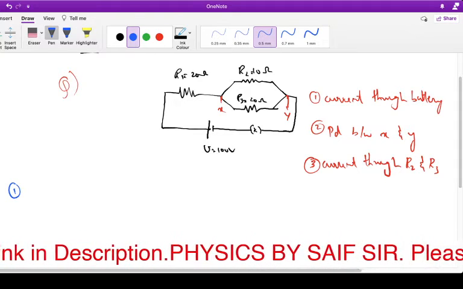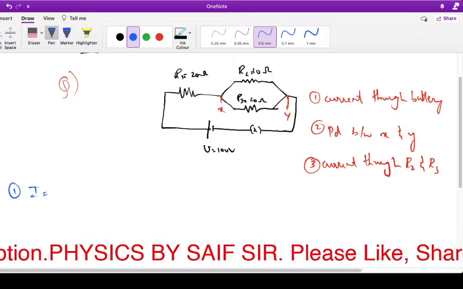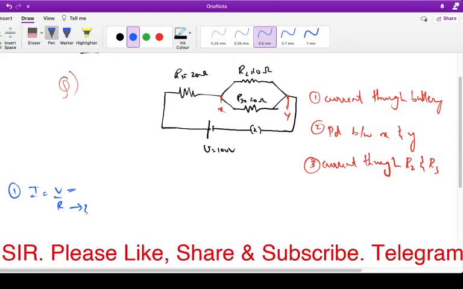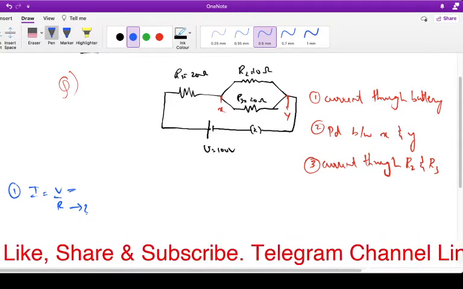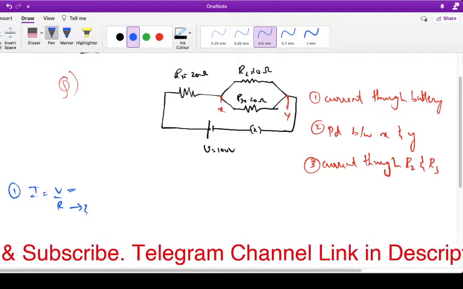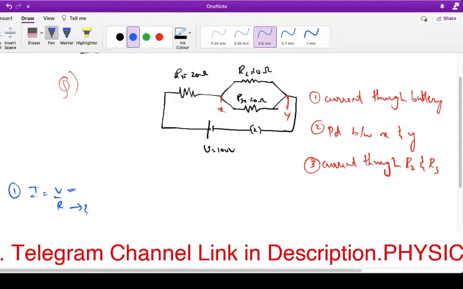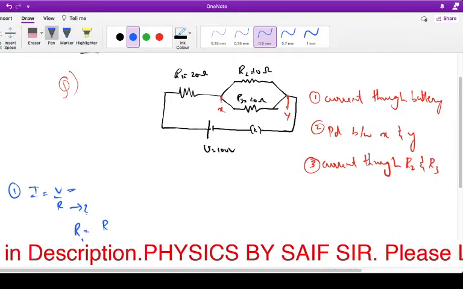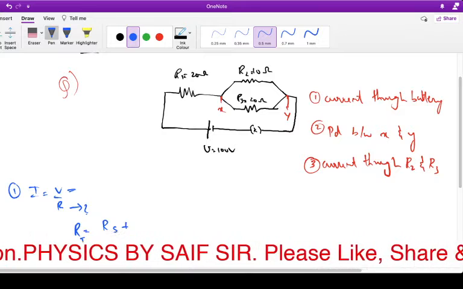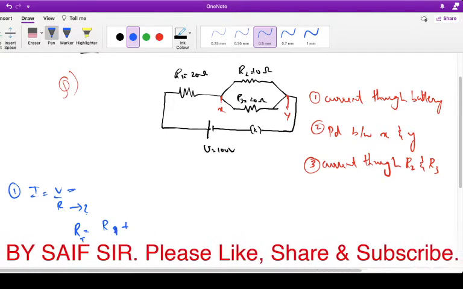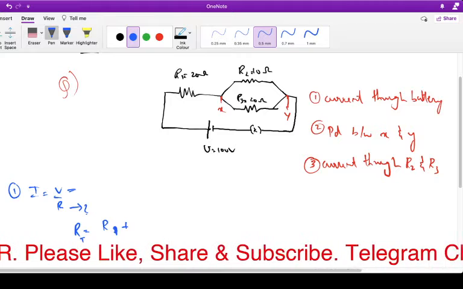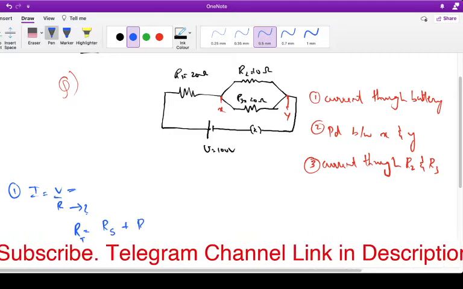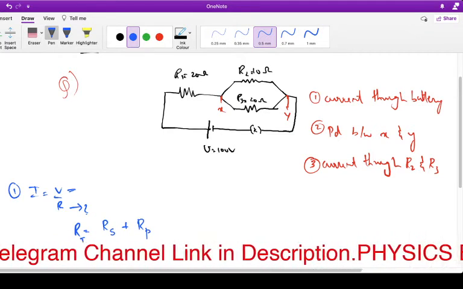Current through the battery. We are already given the formula I is equal to V by R. We already know V here, but we now have to find R. Here one resistor is in series and the other two are in parallel. So we'll start with the parallel one, and at the end we can add the series resistance. So the total resistance R total is equal to RS plus RP. Let's start with RP here.